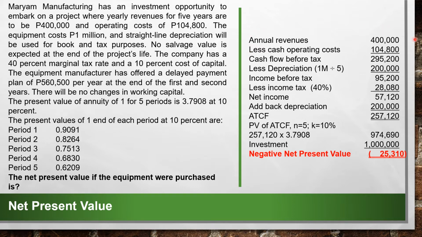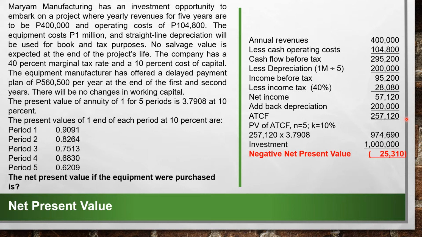We have the annual revenues of 400,000. Then we deduct the cash operating cost, 104,800. Therefore, we have cash flow before tax of 295,200. Let's deduct the depreciation, which is determined by 1 million divided by 5 years, so 200,000. So we have our income before tax of 95,200. Deduct further our tax, so we have here our net income net of tax, 57,120. We add back our depreciation, 200,000.